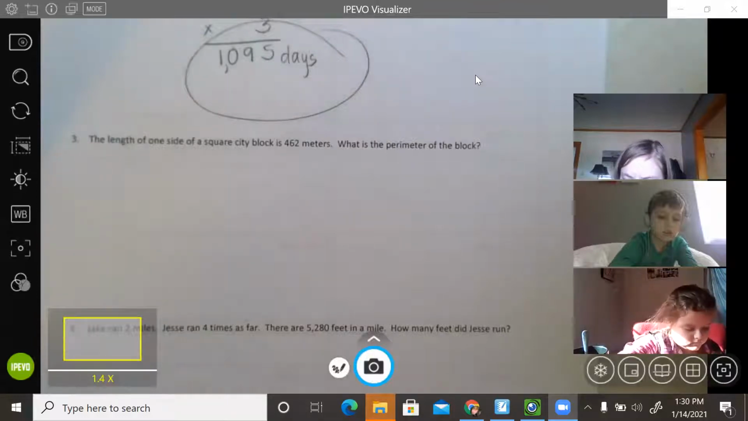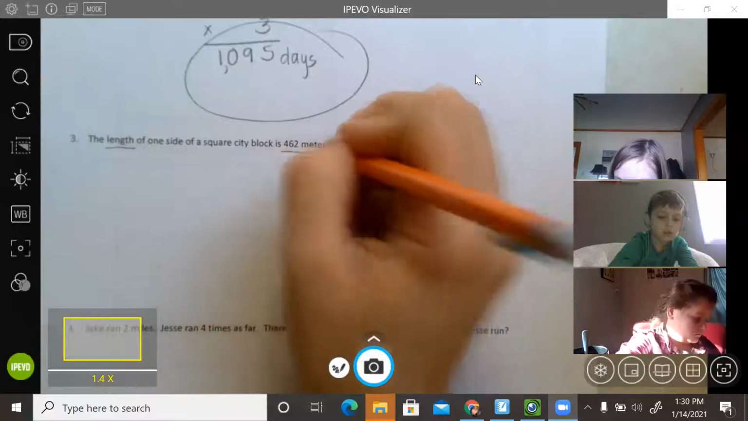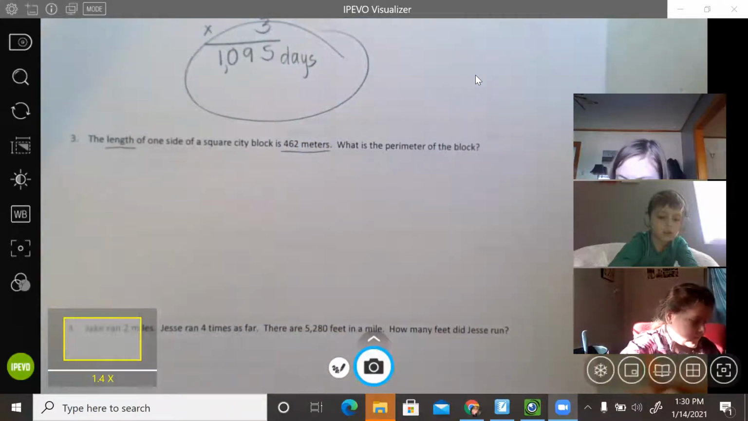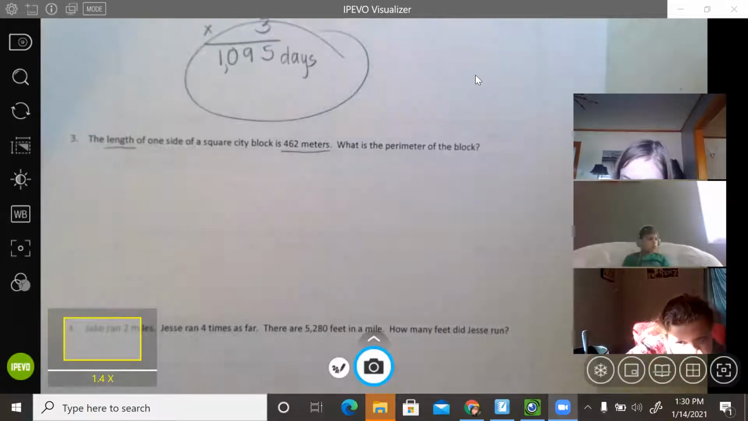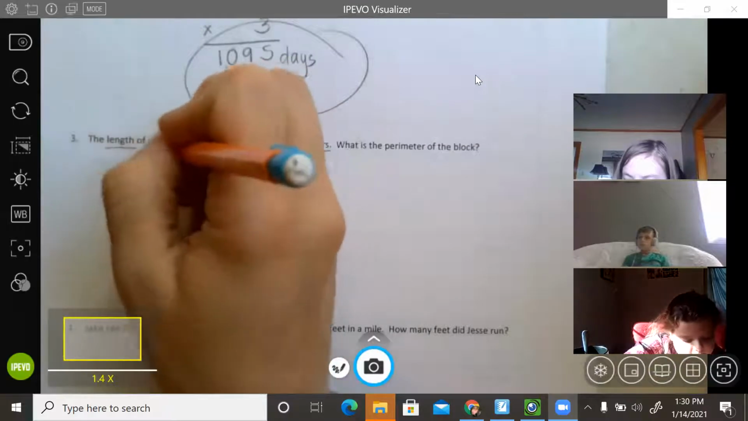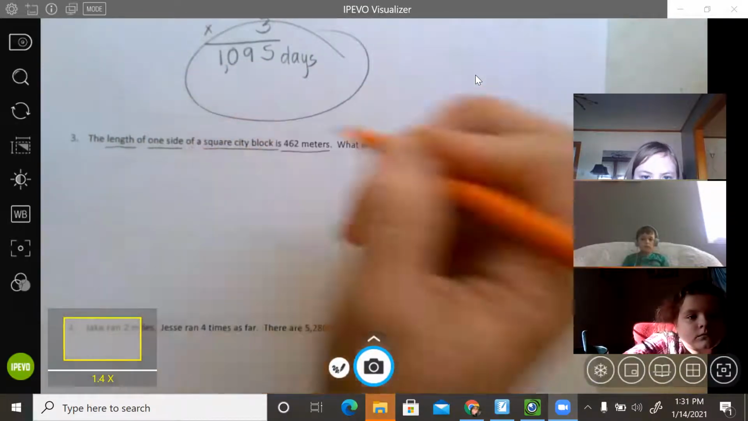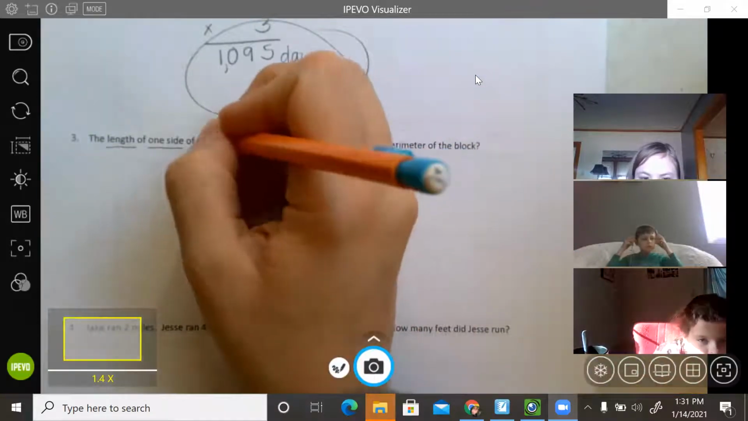The length is 462 meters. The length of one side. One side of what? Of a square city block. This word's going to be really important. Whoever's unmuted, please mute yourself.